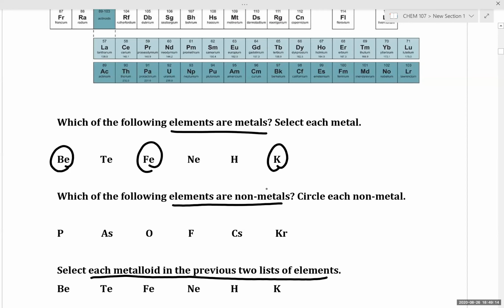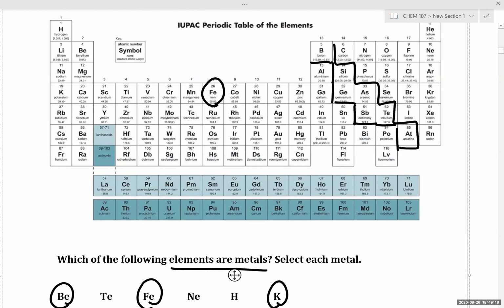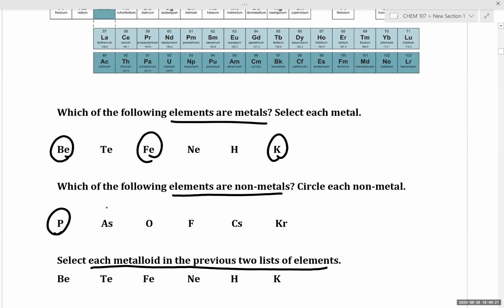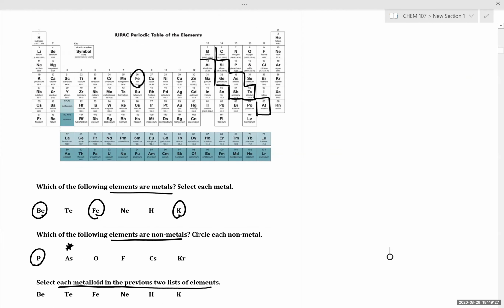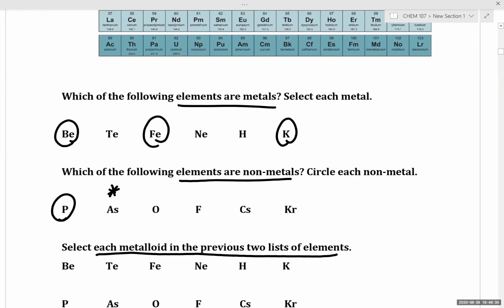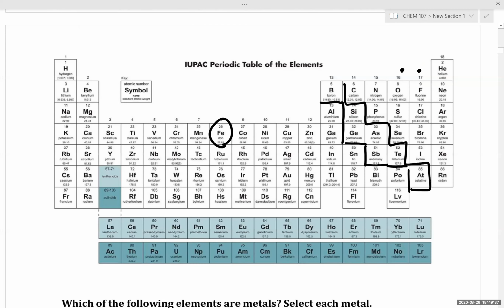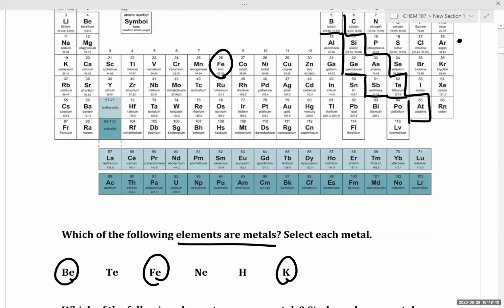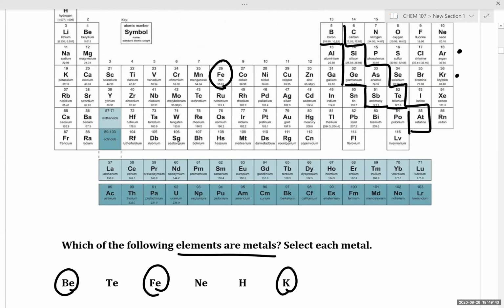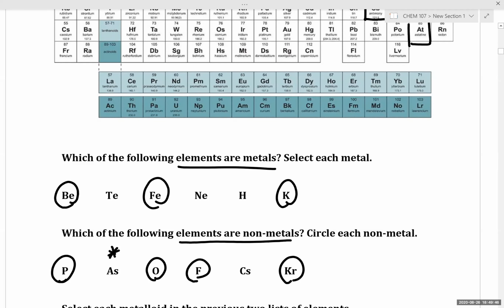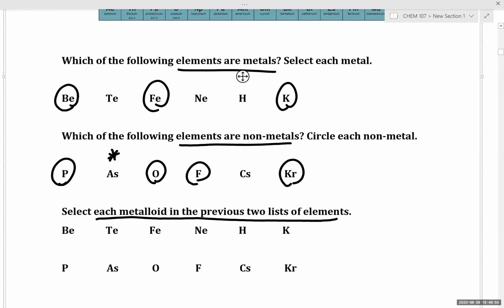For our next list, we're asked to identify which of these elements are non-metals. Phosphorus meets that list. Arsenic is a little bit special. Arsenic is a metalloid. Continuing on, oxygen and fluorine are also in the non-metal section. And argon as well, as well as krypton. As I alluded to, when we're selecting each metalloid, as your classmates have astutely pointed out, tellurium and arsenic are the metalloids from our list.